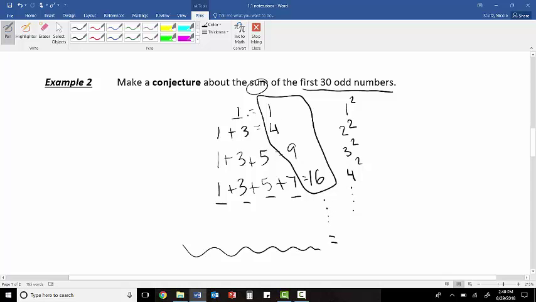When we had one number, the answer was 1 squared. When I had 2 numbers, the answer was 2 squared. 3 numbers, 3 squared. 4 numbers, 4 squared. So if you had 30 numbers, based on the pattern, we should get 30 squared as our answer, which is actually 900. And if you try that right now, you will see that if you add up 30 odd numbers, just like we did here, you're going to get 900.